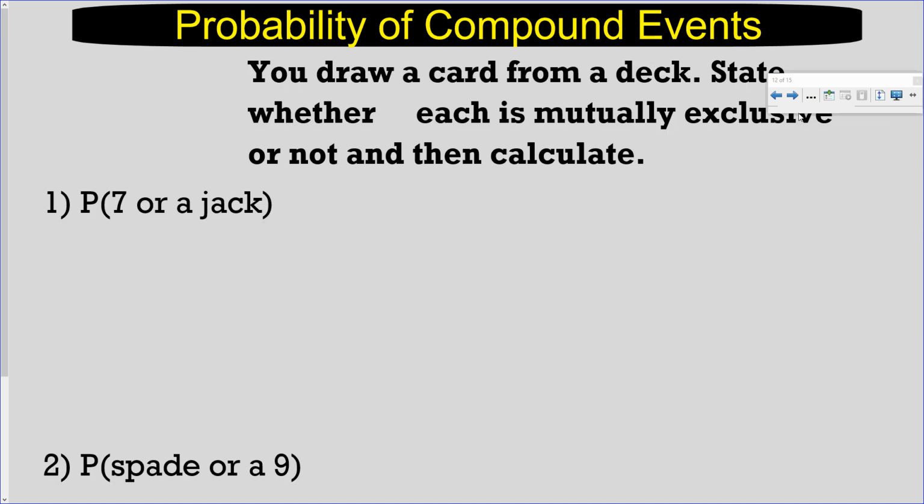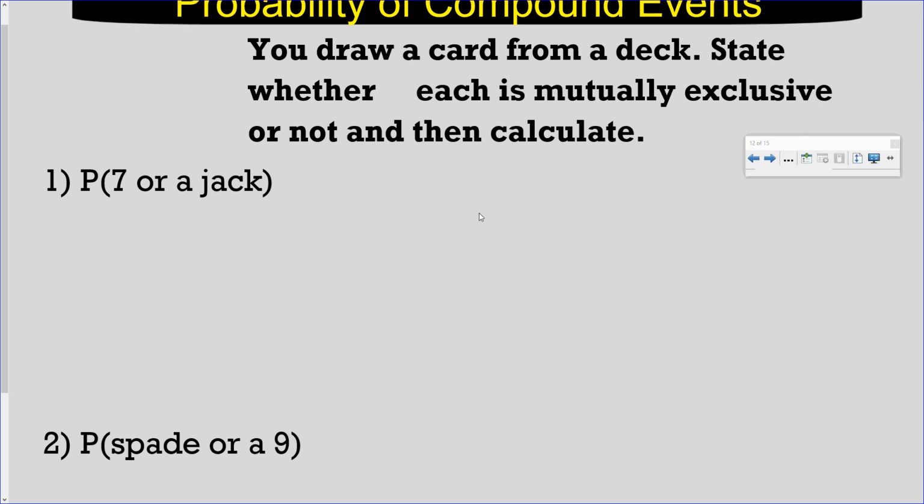Okay, so let's talk about whether they're mutually exclusive or not, and then do some probabilities. You draw one card from a deck. What's the probability of getting a 7 or a jack? So the question is, can I get both? Can I get a 7 and a jack on the same card? The answer is no, I cannot. So I could get a 7. There are 4 7s in the deck. Or I could get a jack. There are also 4 jacks in the deck. So there are 8 possibilities out of the 52 cards. 8 out of 52, 4 out of 26, 2 out of 13 is 15.4%.